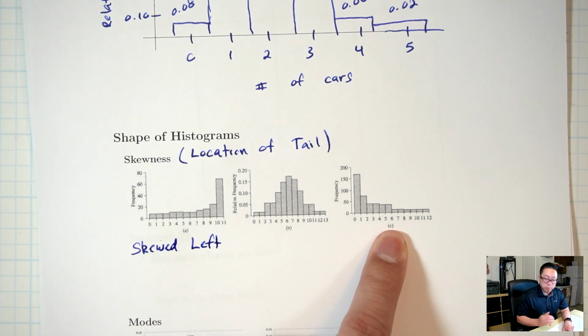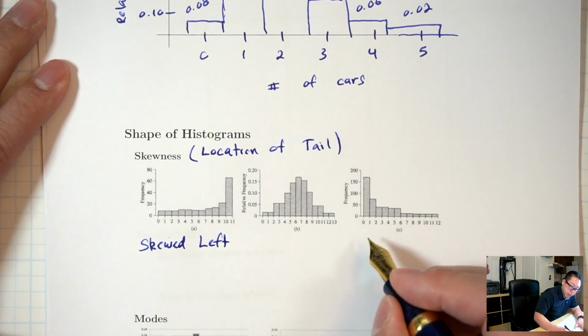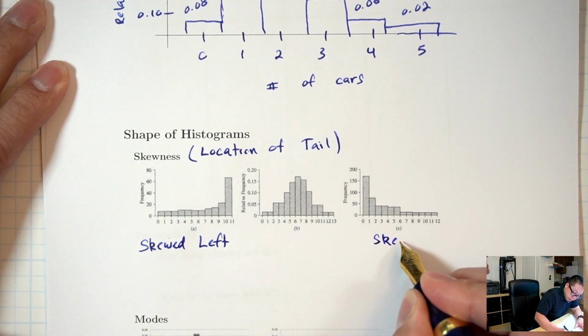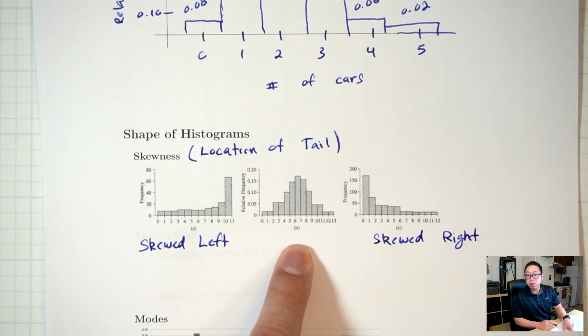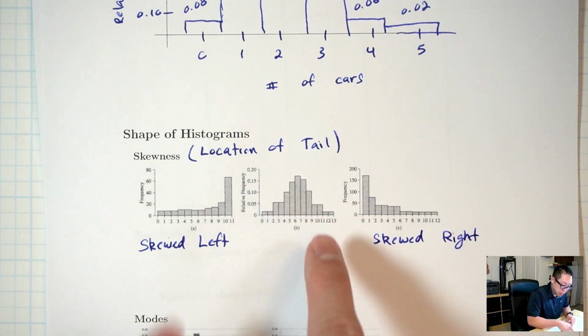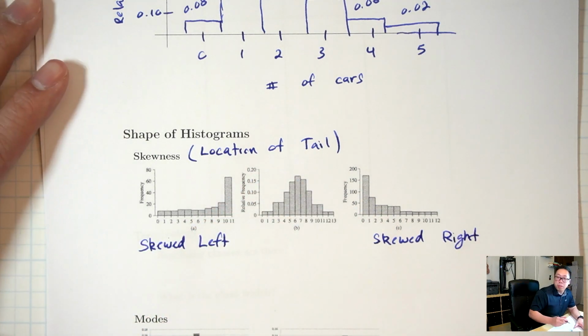This picture, the tail is on the right side. This is called skewed right. And then this middle picture, the peak's in the middle, and then you have 2 tails equally on the left side and right side. This is called symmetric.